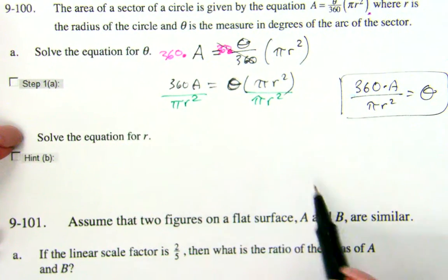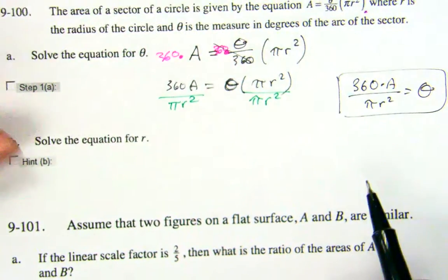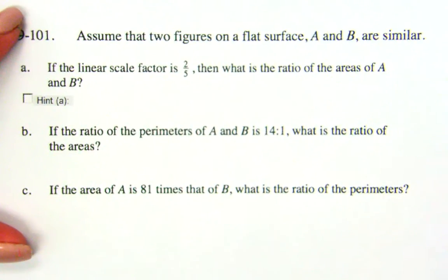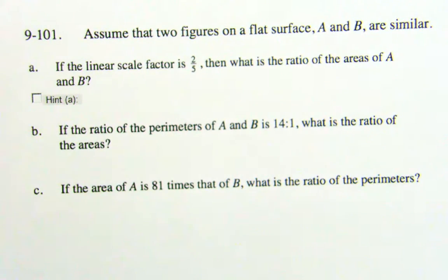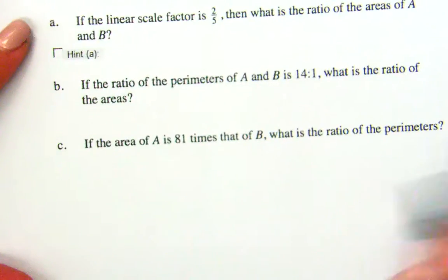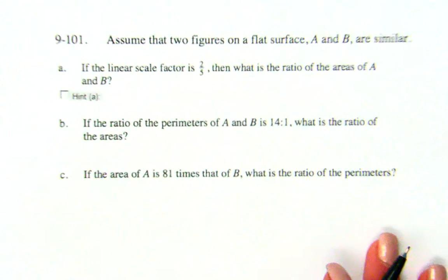Eventually you will have to square root though. Okay, 101. Assume that two figures on a flat surface, A and B, are similar. Okay, so I'm going to draw two figures, and I love to draw the potato chip. I love the potato chip.